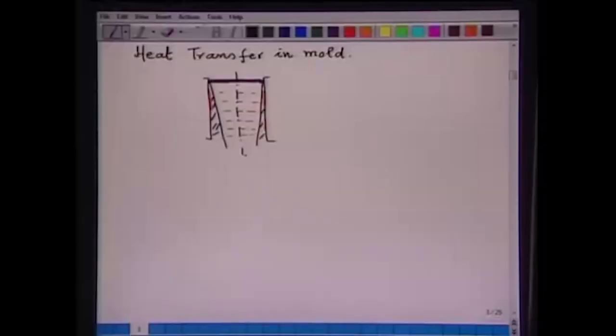We continue our discussion on heat transfer in continuous casting. In that sequence, the first is heat transfer in the mold, as I have shown in this particular figure. The molten steel enters from the tundish into the mold. That is, from here, the molten steel is entering. This one is the water cooled oscillating mold.